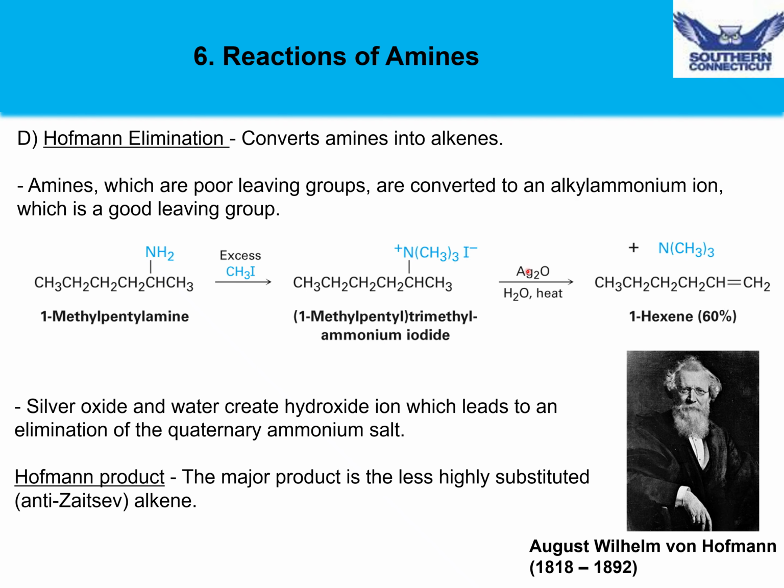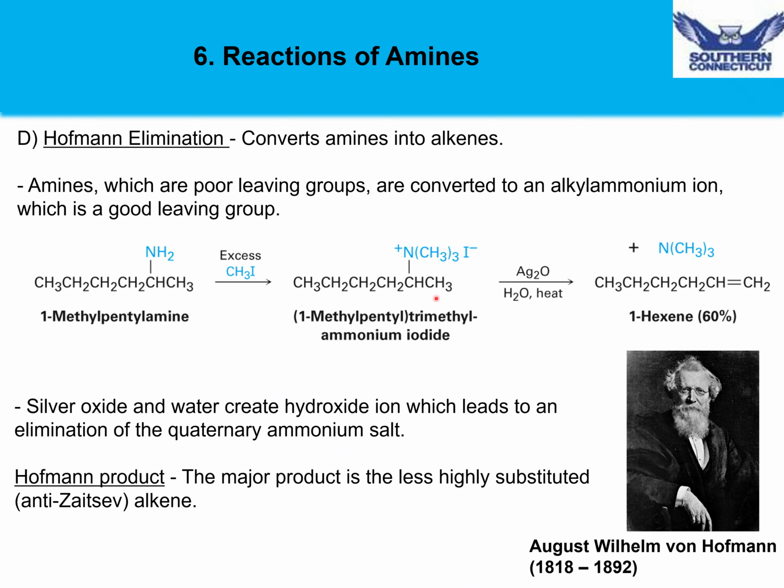Following this up with a base and a mixture of silver oxide and water will make hydroxide ions, which will help eliminate the quaternary salt, which is a much better leaving group than the amino group is. This reaction typically gives you the anti-Zaitsev product.